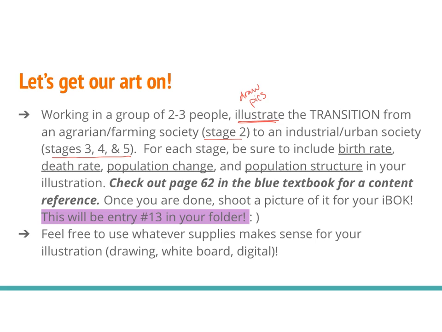And what you are going to illustrate is the birth rate, the death rate, the population change, and the population structure. Okay, so the birth rate, things that you could draw to illustrate the birth rate is like babies, right? Things that you could illustrate the death rate is like skulls or people with little X's over their eyes, right? Population change would be like the total population. So is it increasing? Is it decreasing? Is it stable? That's what you're illustrating.